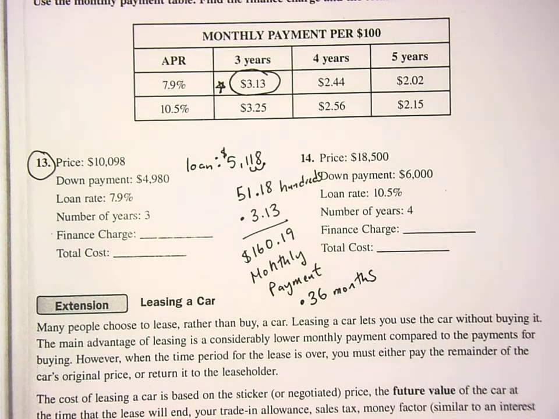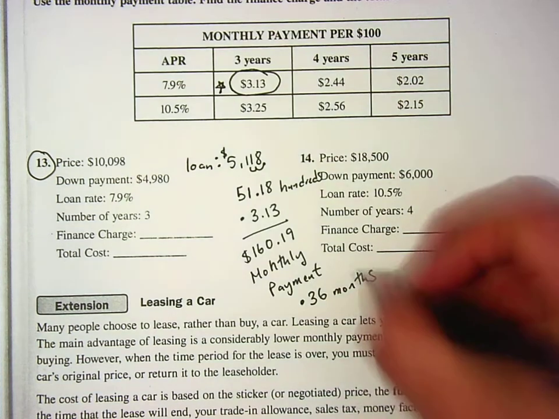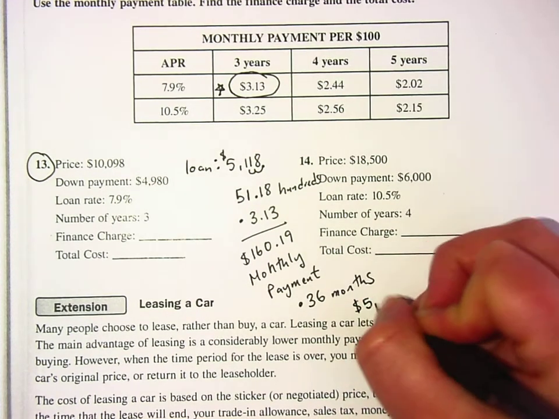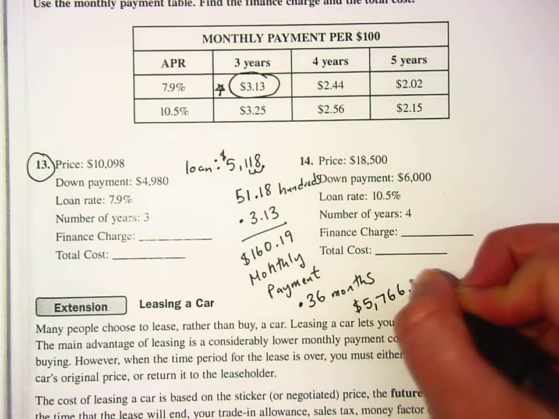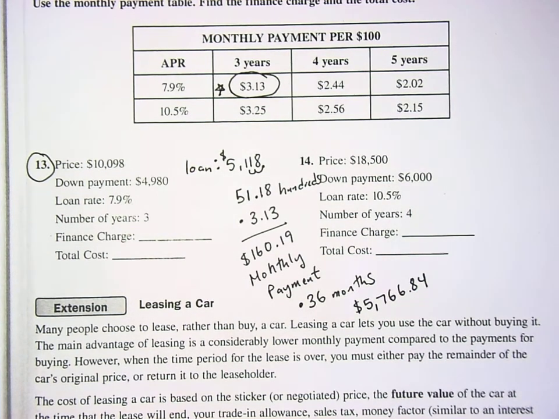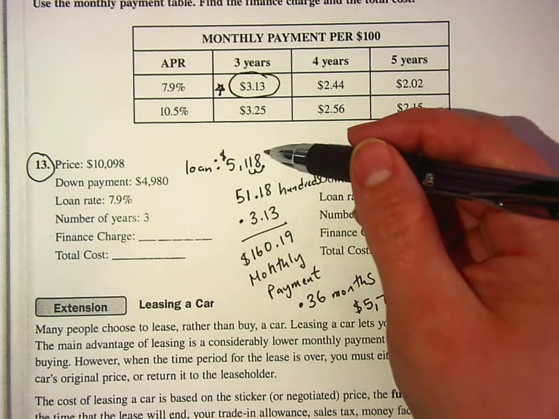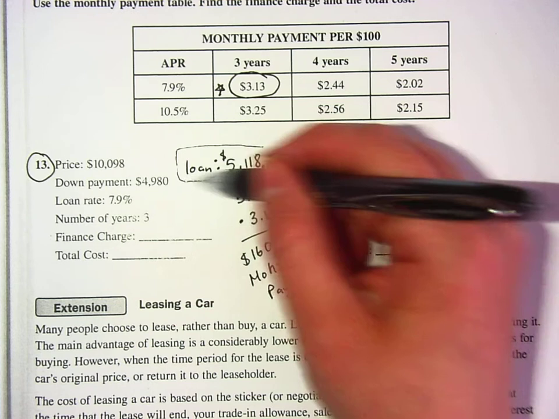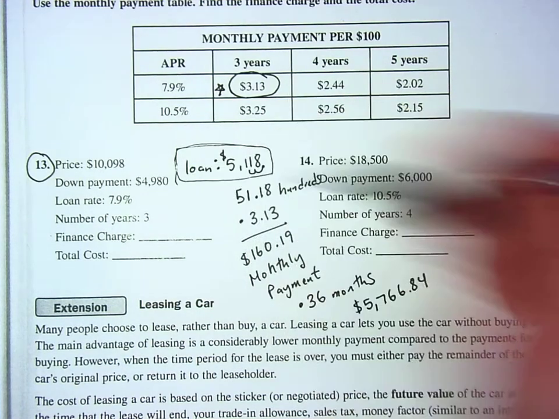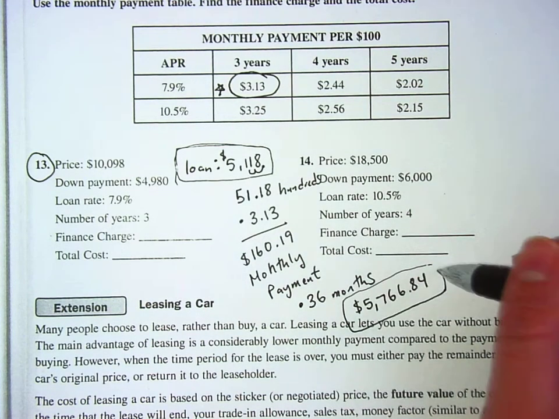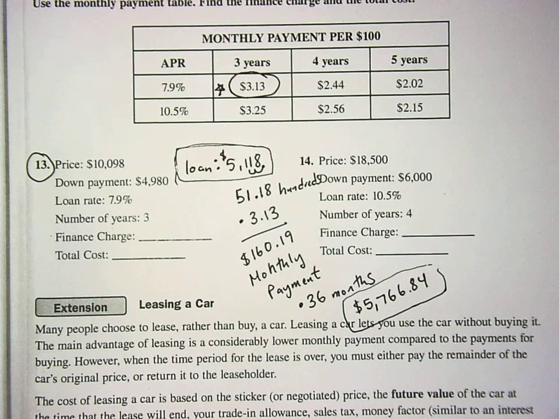Ooh, like double the price. 160.19 times 36, I am going to pay $5,766.84. What do you mean double the price? I meant to say like half the price of your car itself, just in interest. Oh, I see. But this isn't interest. This is my loan, right? So I wanted a loan for $5,118 and I'm paying back $5,707. So it's not really that different, right?